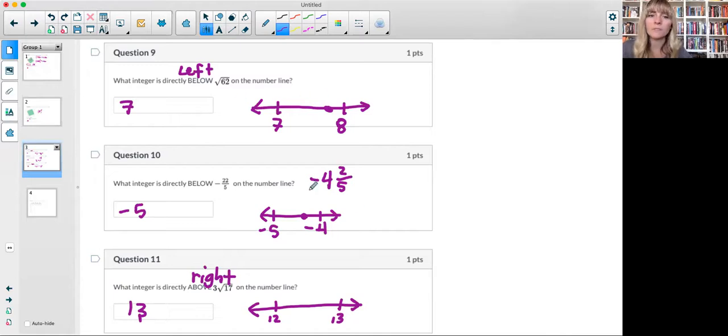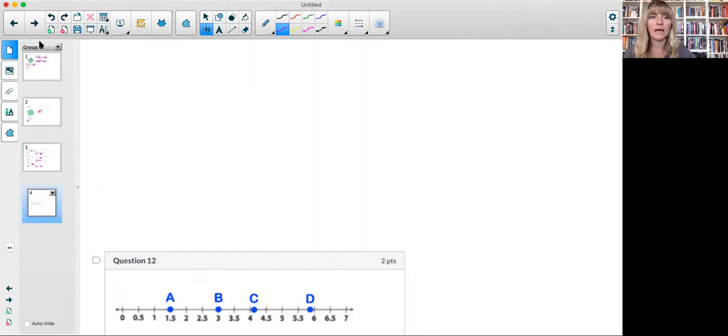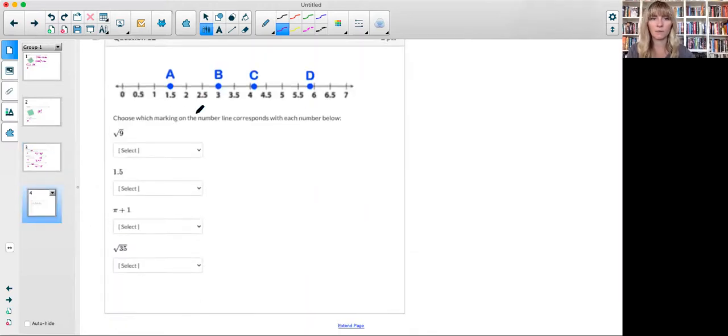It really helps if you sketch out a little number line and then you think, okay, above or below, left or right. So draw a number line on your own paper. If you missed some of those and don't want to miss them on the retake, try drawing a number line. Okay, last question. It's way down there.